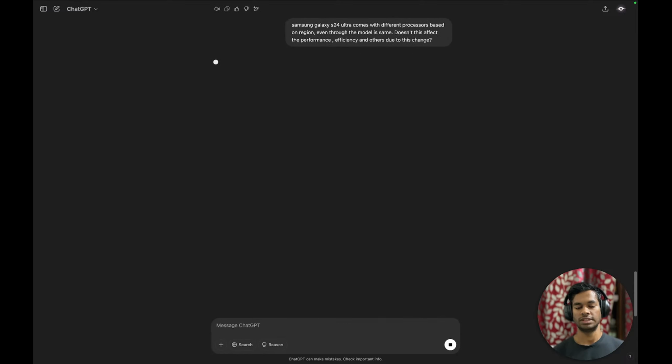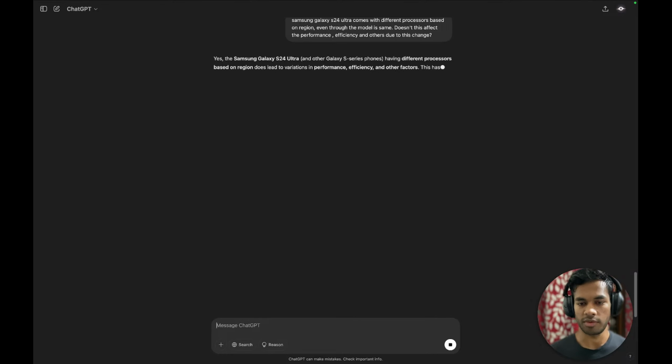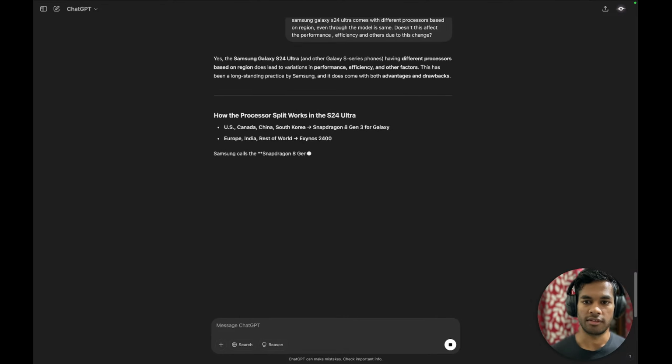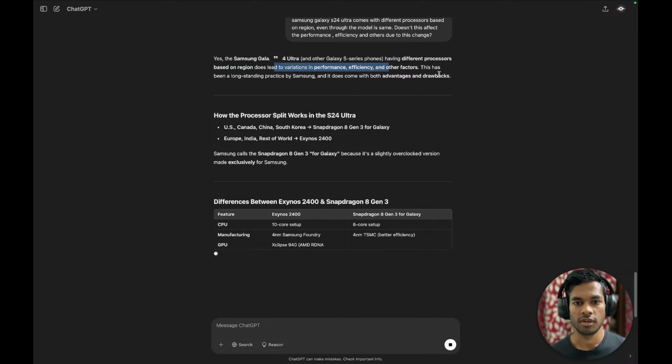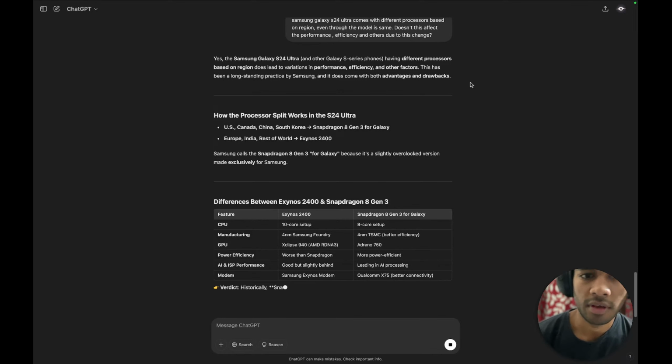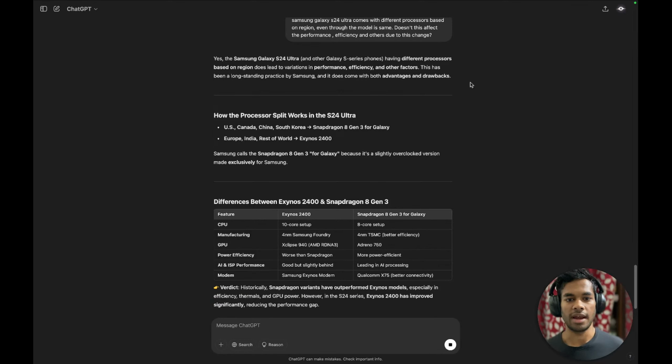Yes, the Samsung S24 Ultra and other Galaxy S series phones have different processors based on region. Does this lead to variations in performance, efficiency, and other factors? This has been a long-standing practice by Samsung, and it does come with both advantages and drawbacks. How the processor split works in the S24 Ultra: the US, Canada, China, and South Korea have Snapdragon chips, and Europe, India, and the rest of the world contain Exynos 2400.